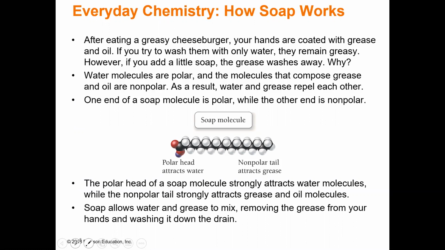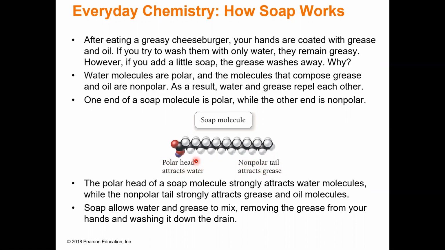Now we've learned about how to see if something is polar or nonpolar. What's interesting is that the molecules that are within our soap actually have a polar head, so a polar end on one side, and a nonpolar end on the other side. The nonpolar end attracts to the grease that may be on our hands. Like we said before, like likes like. So the nonpolar end will attract to the nonpolar grease. And the polar end of our soap molecule will attract to the water.